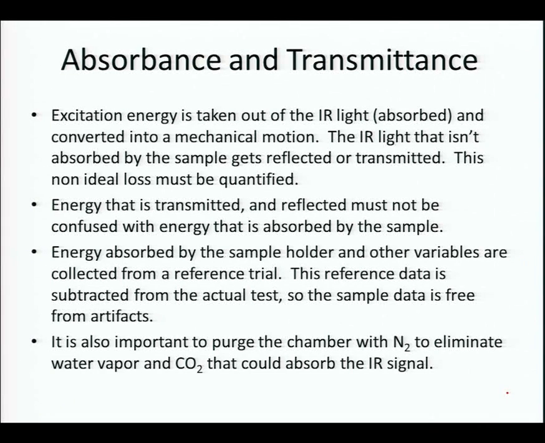It's also important to purge the chamber with nitrogen to eliminate water vapor and carbon dioxide that could absorb the infrared signal. Generally, when they do an FTIR run, it's very typical you would place a blank sample holder in the system and purge the system with nitrogen for a while. The nitrogen is going to eliminate the water vapor and carbon dioxide from the chamber area where you put the sample in. So then you'd be in a steady state without those gases in there to absorb the signal.